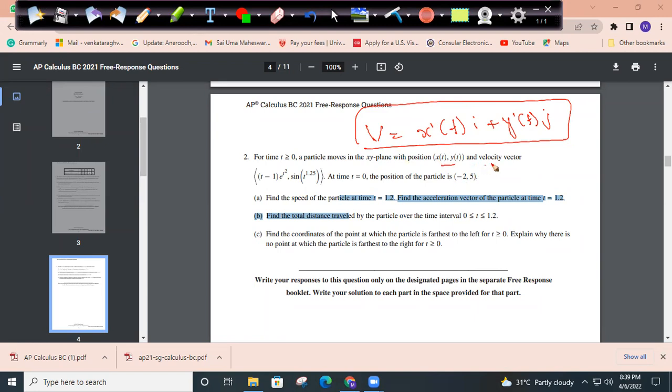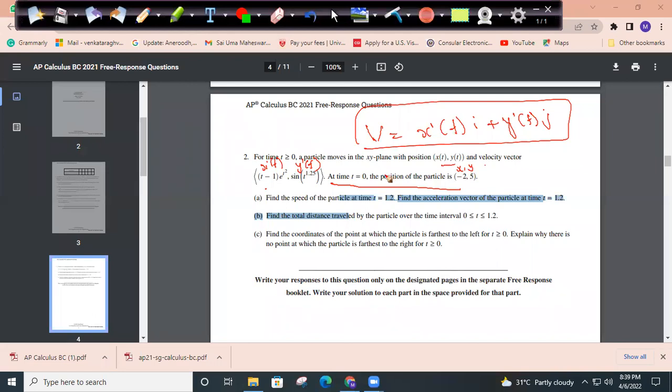So they gave you directly the velocity vector. So this is x dash of t and this is y dash of t. They also gave at time t equal to 0, what is x and y, that is, the position of the particle when time t equal to 0. So this is the information that is given to me in the question.